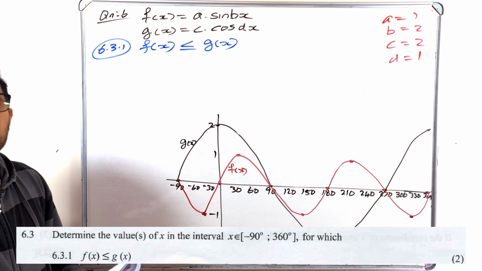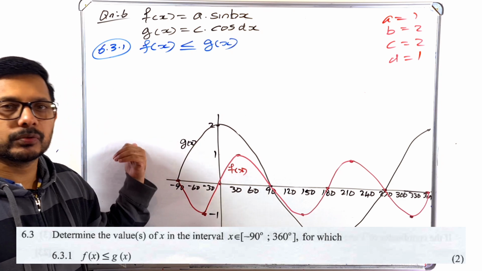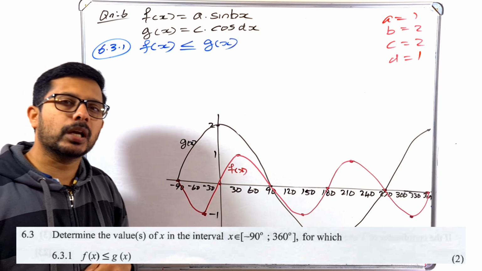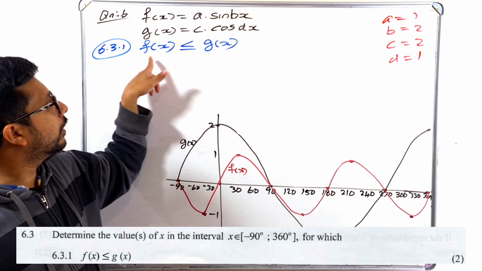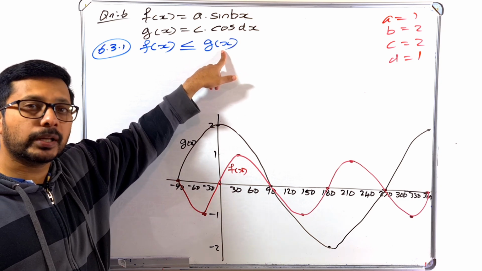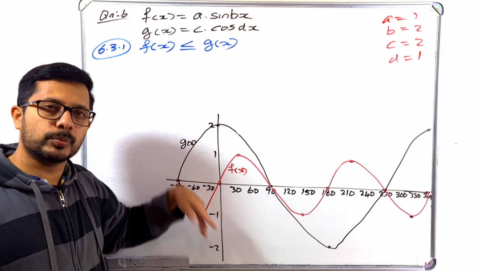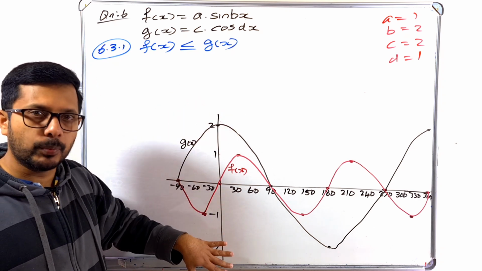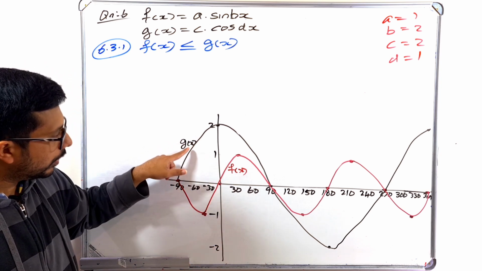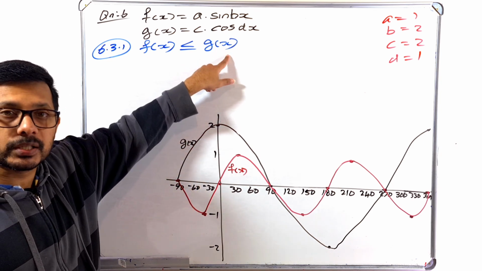So here you have to find the values of x satisfying this condition: f of x is less than or equal to g of x. So which graph is greater? f of x less than or equal to g of x means the g of x graph is greater. Try to understand like this: the g of x graph must be on top, and f of x must be at the bottom. And that is what we want.